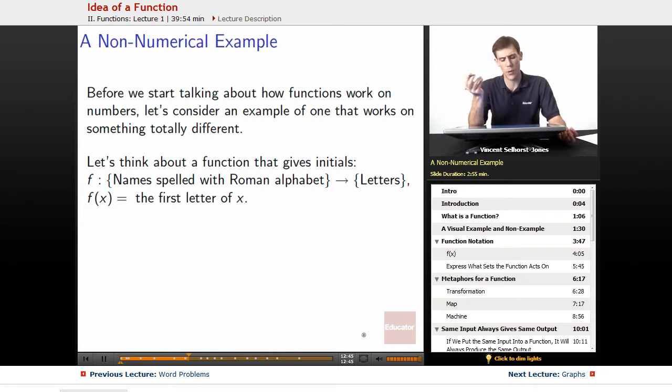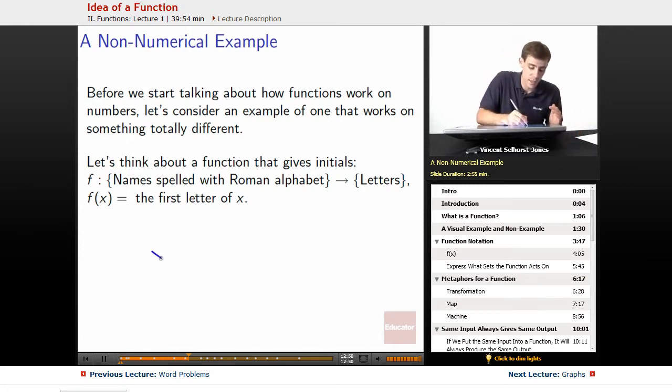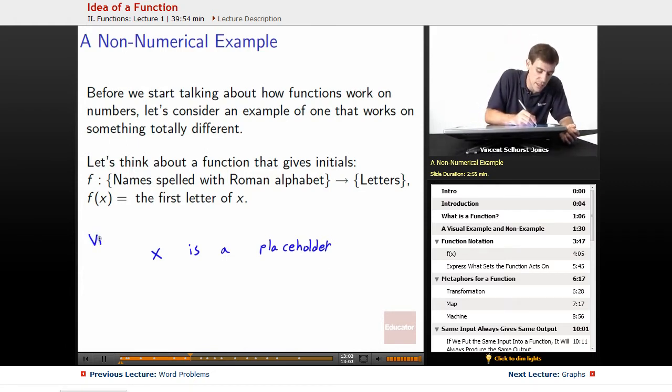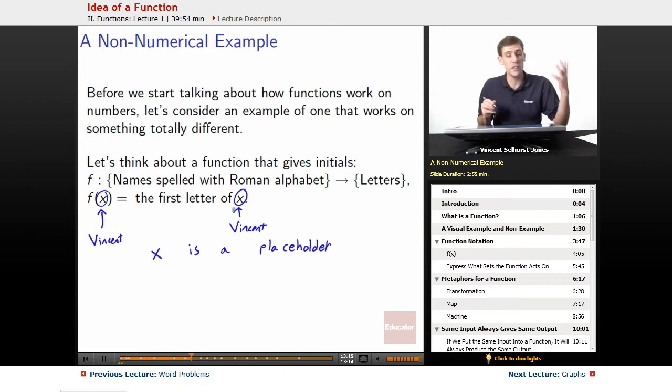Now, if we go, well, wait, we know the first letter of x is x. Yeah, but what we're talking about is names. X is a placeholder. Remember, when we talked about variables, the idea of a variable is that it's a placeholder. So x is just sort of keeping the spot warm until later we slot in a name. So if we decide to put Vincent into the function, then this x on the left side tells us where to put Vincent on the right side. So we'll have Vincent go on the left and Vincent go on the right.